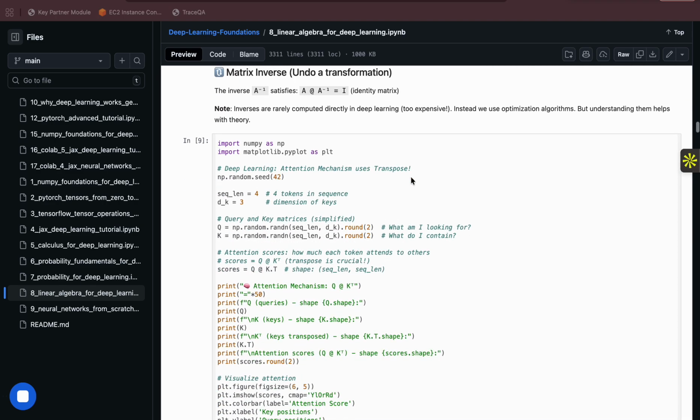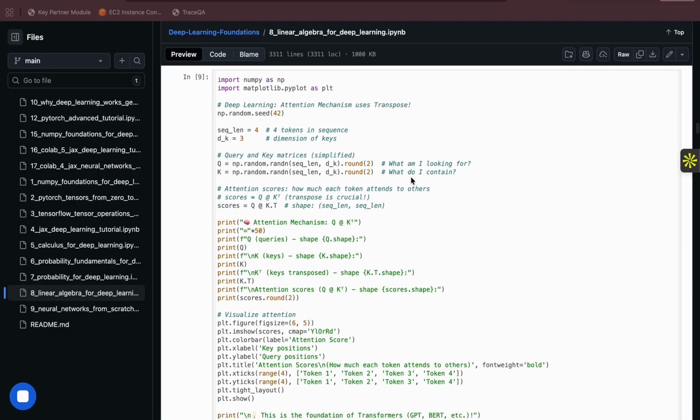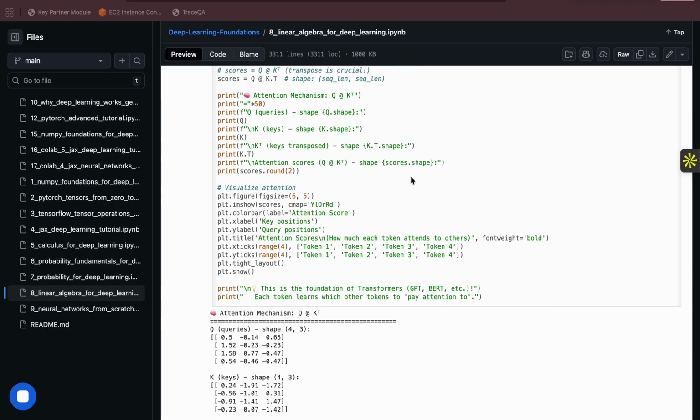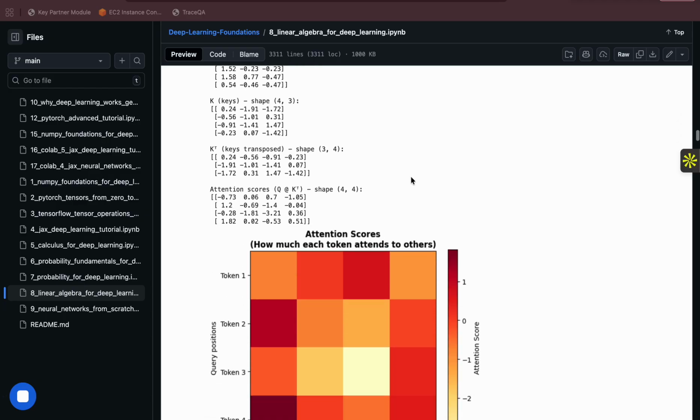Here we compute the matrix inverse and verify that it equals the identity matrix. So here we can see the output that shows the inverse and confirms the result is the identity.